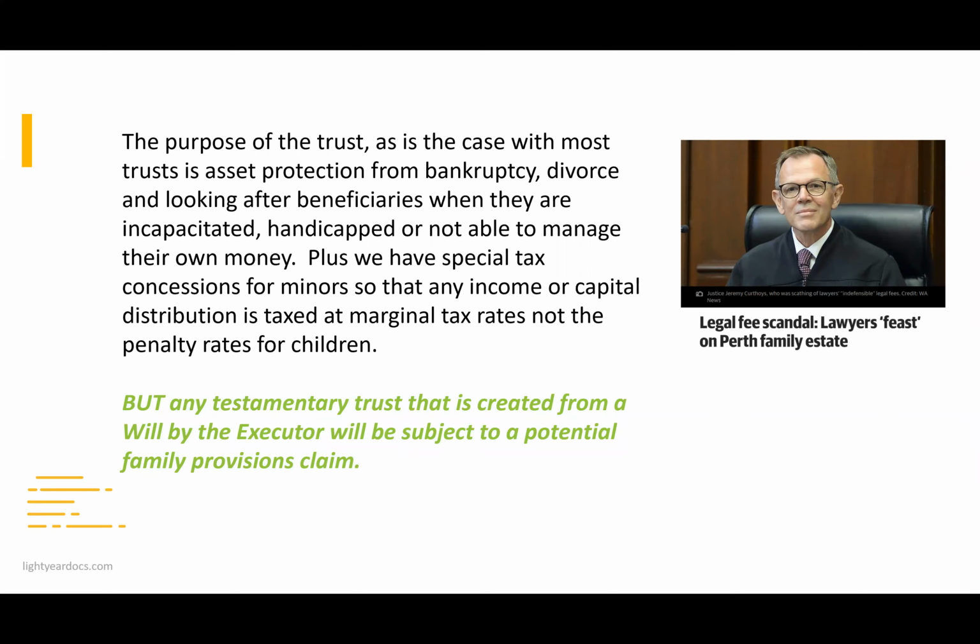So the typical thing is that when I do a testamentary trust for my estate, I can use it for bankruptcy, divorce, looking after incapacitated, handicapped, or children who can't manage their own money, or children who have drug issues or alcohol issues, etc. So from that perspective, we've just got to be careful that when it does go over to the estate, it may well be subject to a family provisions claim, which means it's at least 2 to 5 years before that will be settled.